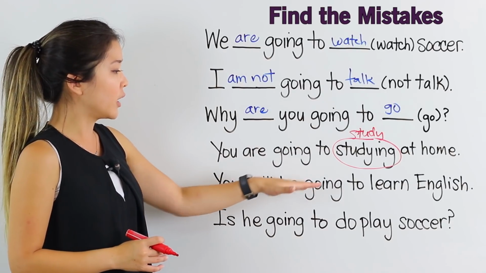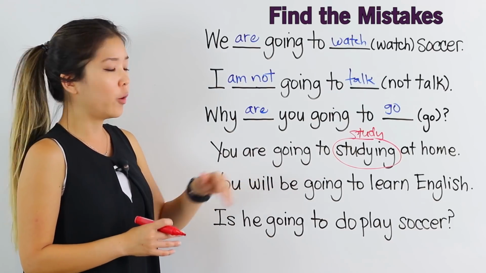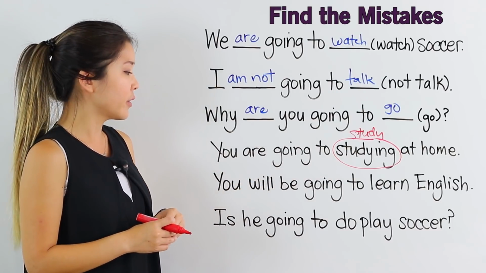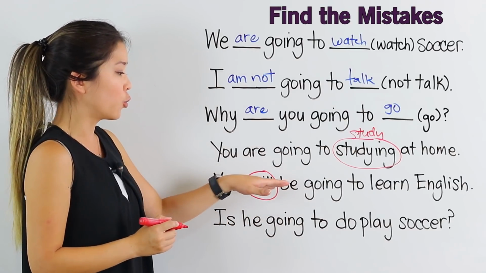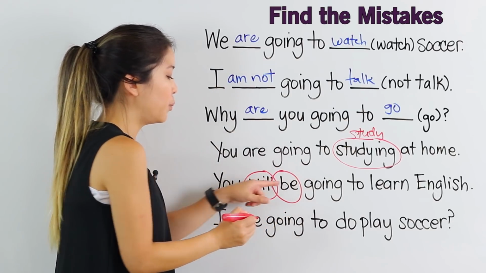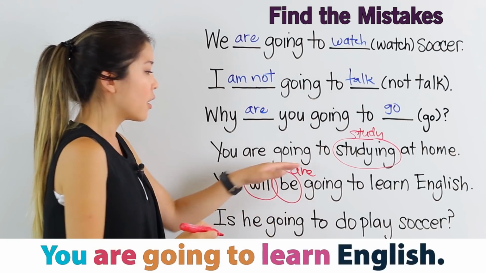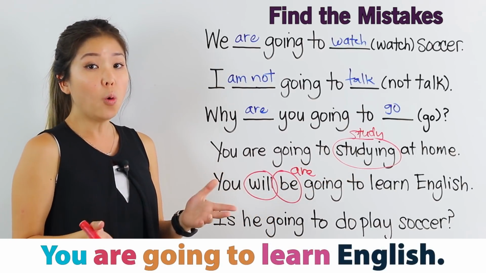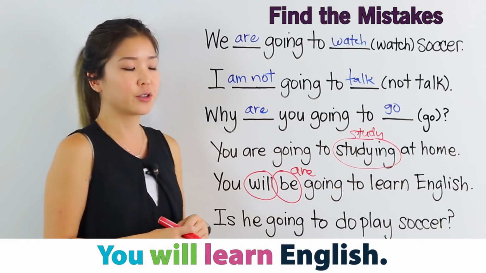You will be going to learn English. You will be going? That sounds a little strange. Remember, we don't need the will here. We're using be going to. And we need to change the be to match the subject. You are going to learn English. Or remember, you can also say you will learn English.